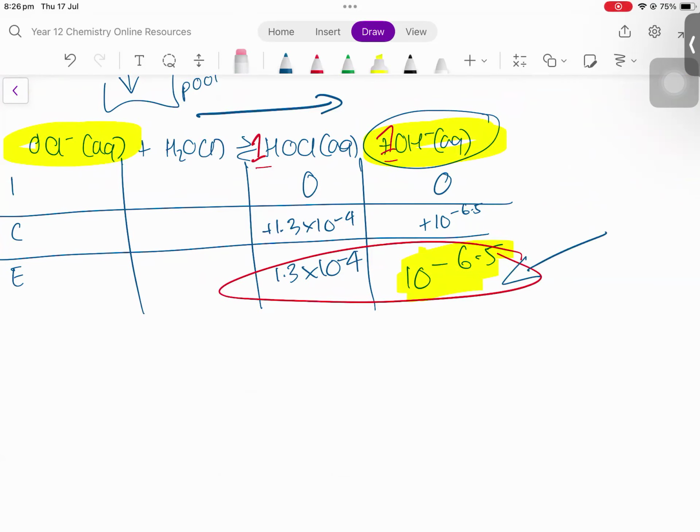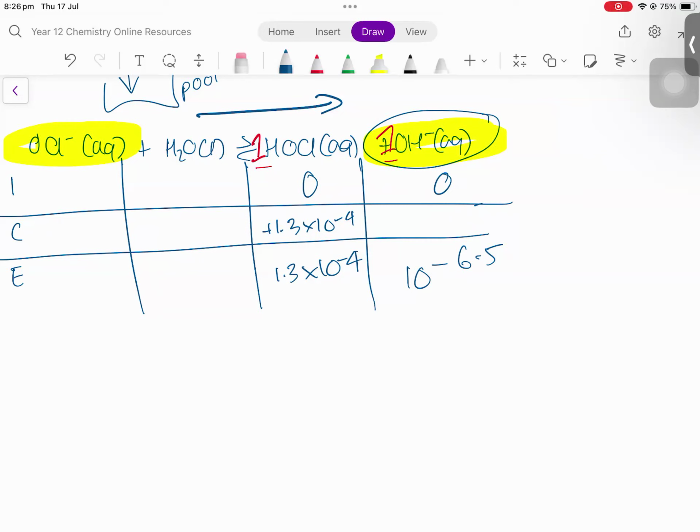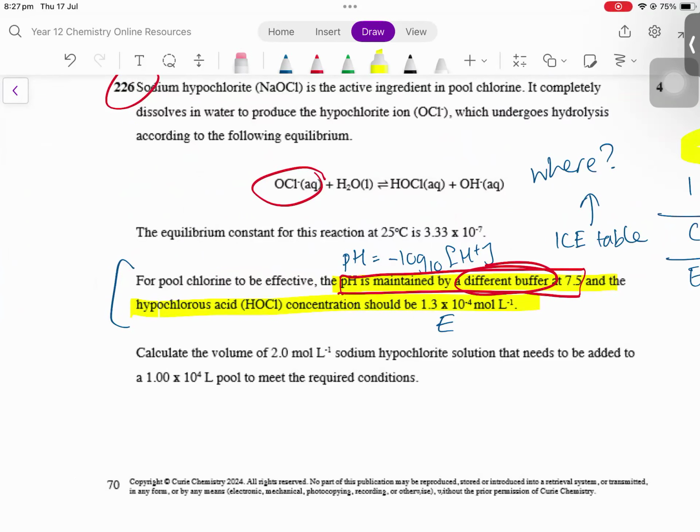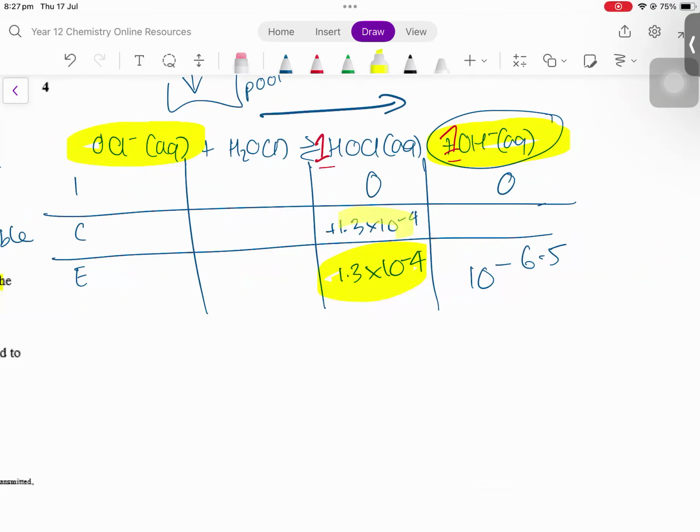So what that means is this is the equilibrium number, but I can't fill in the change box because it didn't just come from this reaction, it came from something else as well. The something else isn't acknowledged. All we're concerned with is that in this reaction, we know that there's 10 to the minus 6.5. The HOCl doesn't come from somewhere else. That doesn't get mentioned here. It just says the HOCl concentration should be 1.3 by 10 to the minus 4. Which means the HOCl did come from just this reaction. So I can use the plus 1.3 by 10 to the minus 4. So I'm not going to use the 10 to the minus 6.5.